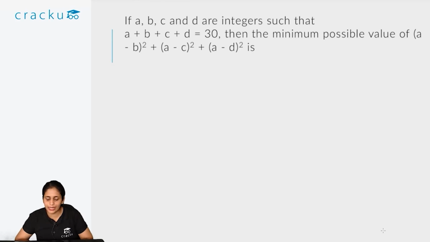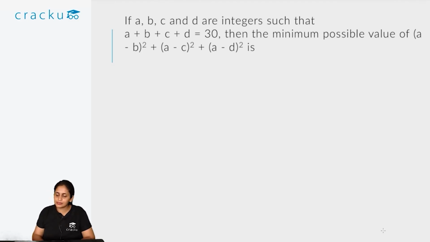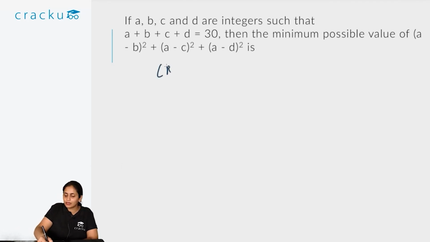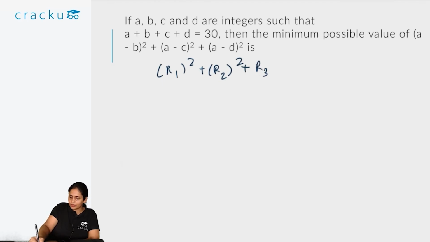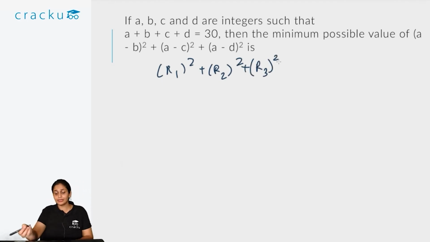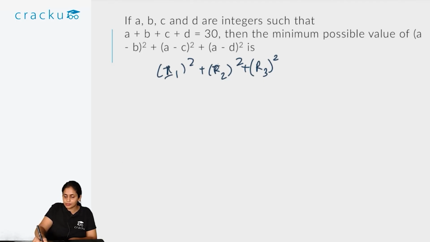If a, b, c and d are integers such that a plus b plus c plus d is equal to 30, then find the minimum possible value of (a minus b) the whole square plus (a minus c) the whole square plus (a minus d) the whole square. Now, these a, b, c, d are integers, so they are real numbers. So this is the sum of squares of 3 real numbers essentially. So this is real number 1 square plus real number 2 square plus real number 3 square. And these will be actually integers, not just real numbers.